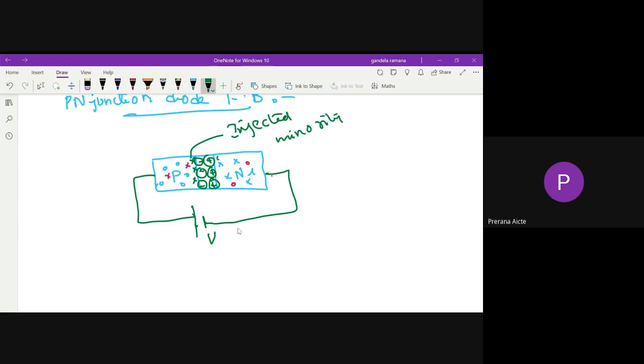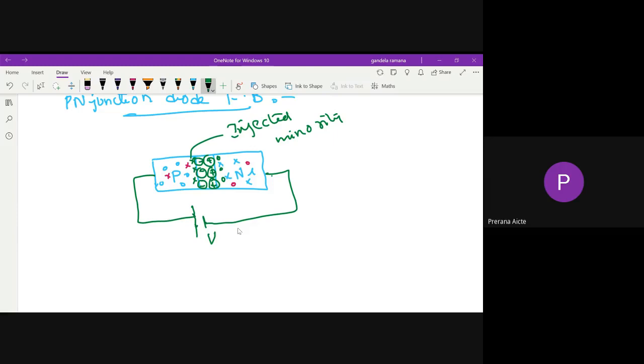On the N side, holes are injected minority carriers. So in N-type, holes are injected minority carriers. In P-type, electrons are minority carriers, and those are called injected minority carriers. In the N side, holes are minority carriers, and those are called injected minority carriers.